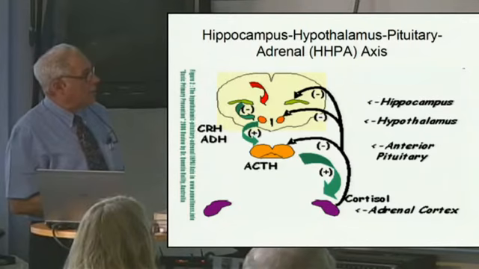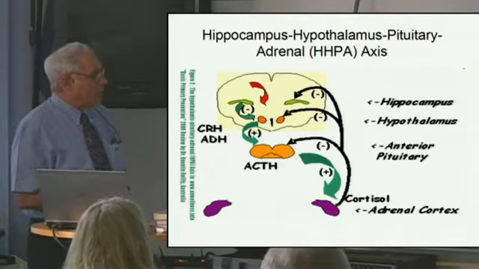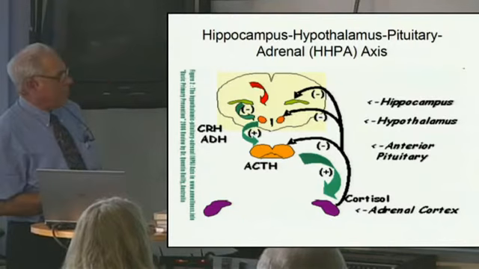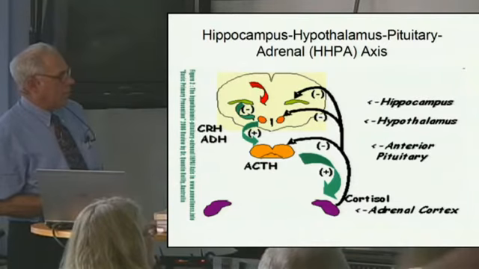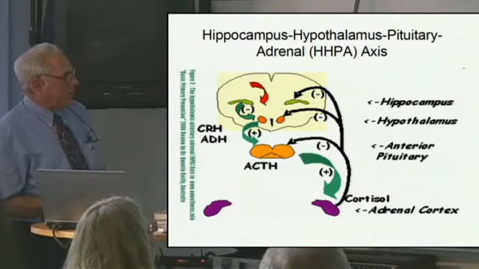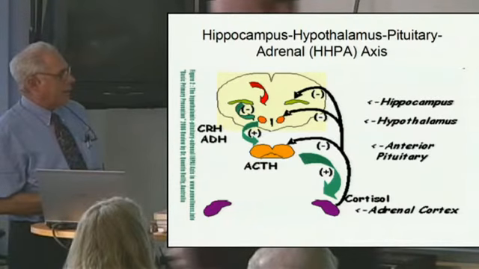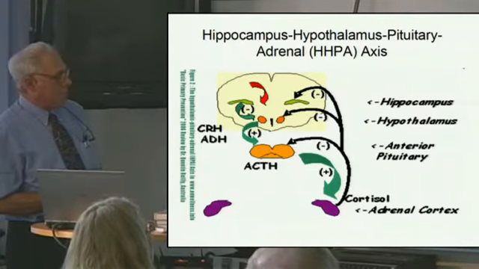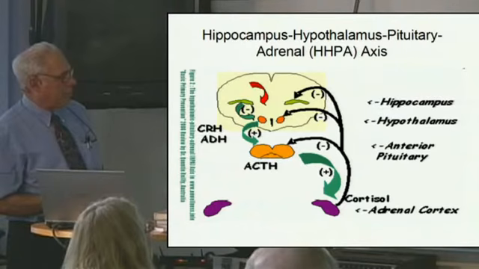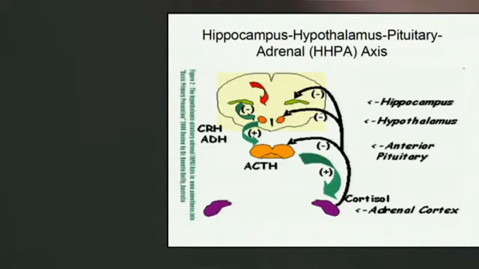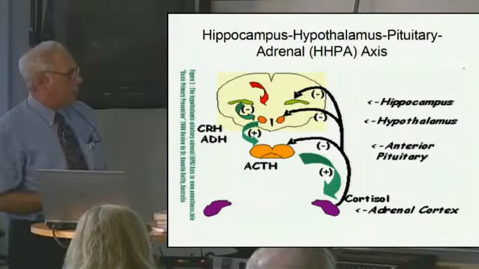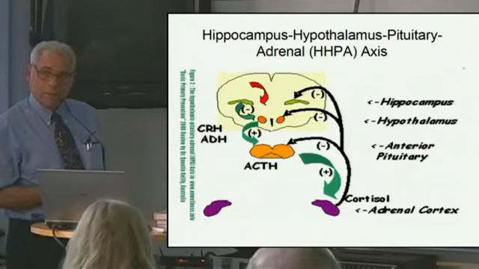And here's the HPA axis. I've got HPA because I put the hippocampus on here as well. You have the hippocampus, and then you have the hypothalamus, the pituitary, and then here are the adrenal glands. And you know there's the feedback system here that's supposed to regulate the cortisol output. But the problem is with the ACTH, it's not made properly, and so that's what messes up the regulation.